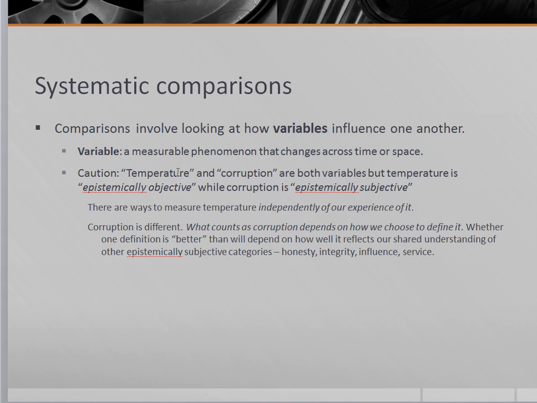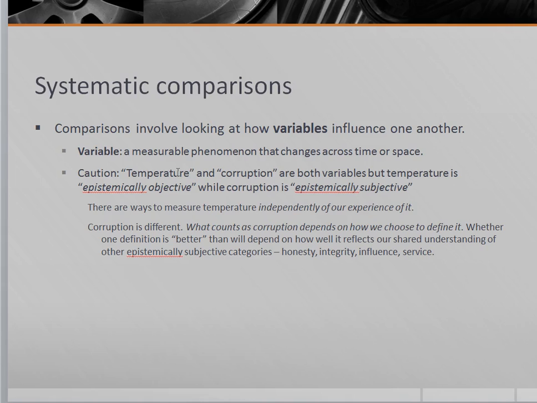What counts as corruption depends on how we choose to define it. Whether one definition of corruption is better than another will depend on how well it reflects our shared understanding of other epistemically subjective categories, like what counts as honesty or integrity or influence or service.